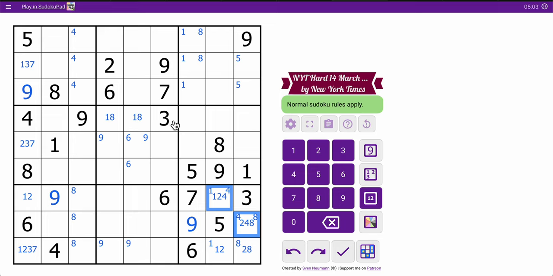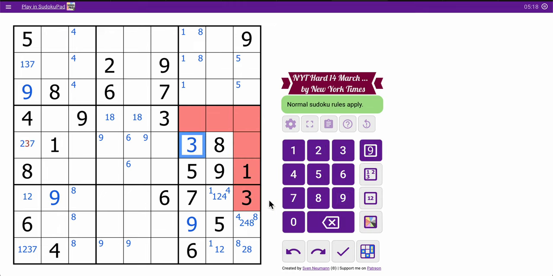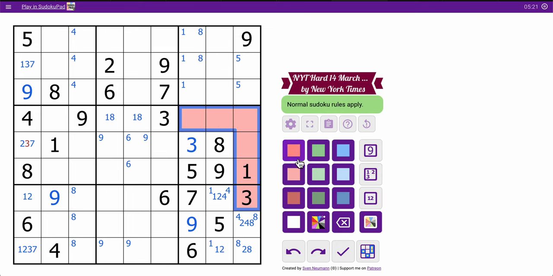Oh, wait a minute. Three. Oh, there's a crossing on three. Where does three go in box six? This three rolls these cells out. This three rolls these cells out. Therefore, three must go here. This three and this three combine to force one of those three to be a three. Nine, 1, 3 are already in box six. So that wasn't helpful, but this three means that's not.